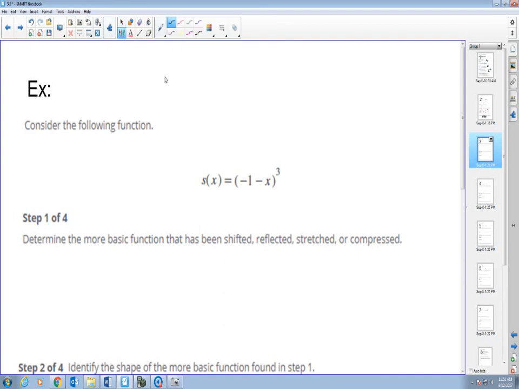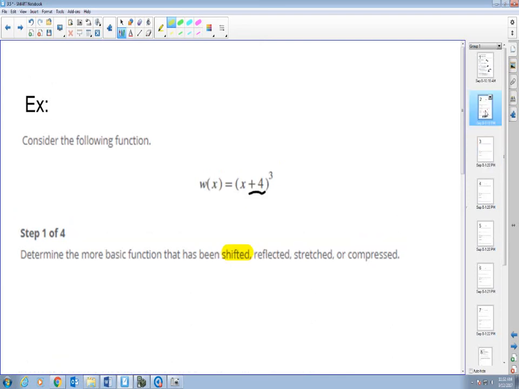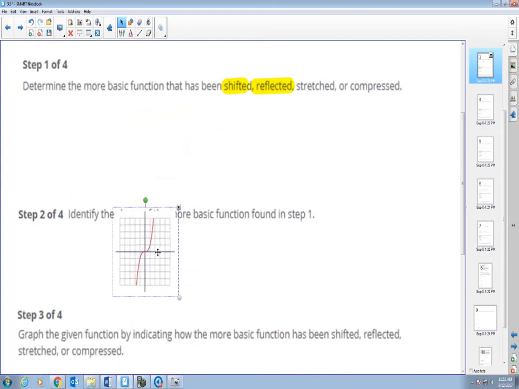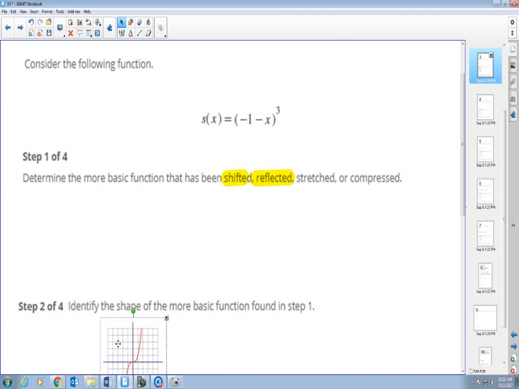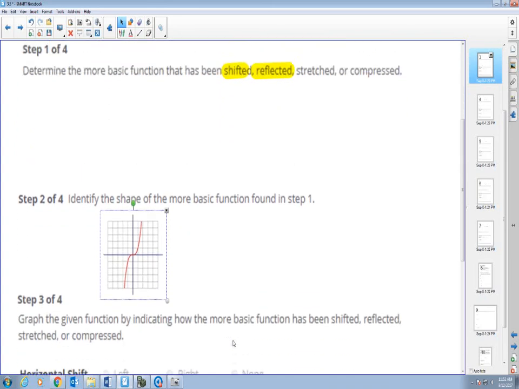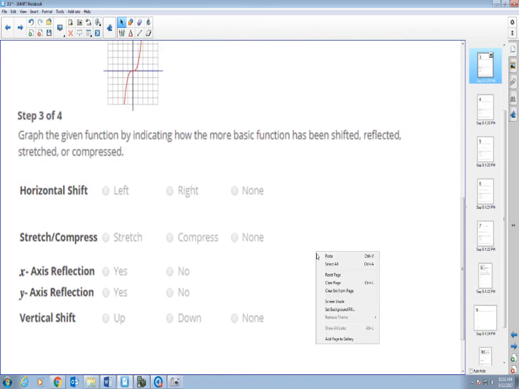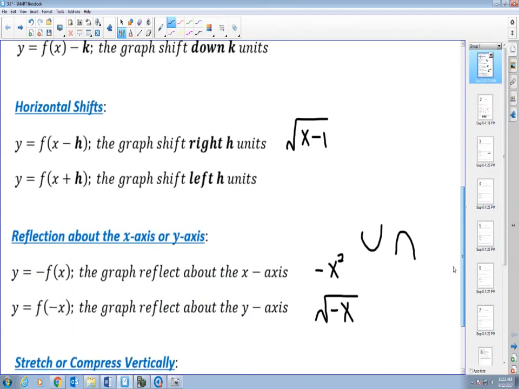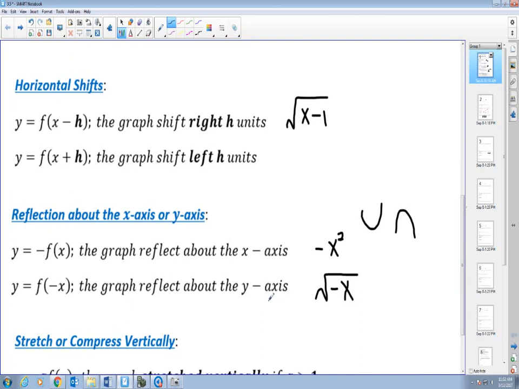What's happening now is the negative sign is inside my function, so we know it has been reflected. With the minus 1, with my h being negative, I also know it has been shifted. Let me drag this graph one more time. This is another cubic function. If I rewrite this function, I can write it as negative x minus 1 to the third power. The negative being inside the function right in front of x, the graph will be reflected about the y-axis.